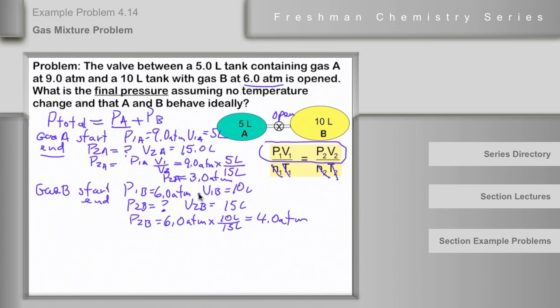So what's left to do? Just add them together, right? So P total is equal to PA plus PB, and that is 3.0 atmospheres plus 4.0 atmospheres. All boils down to 7 atmospheres.